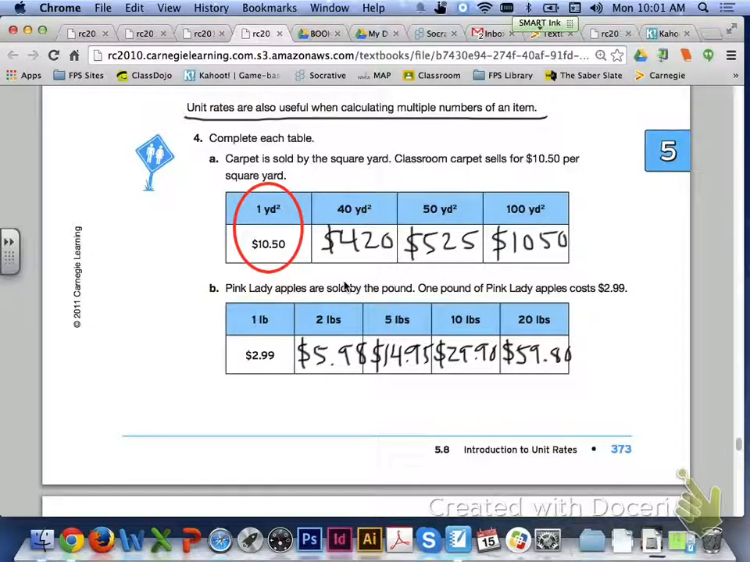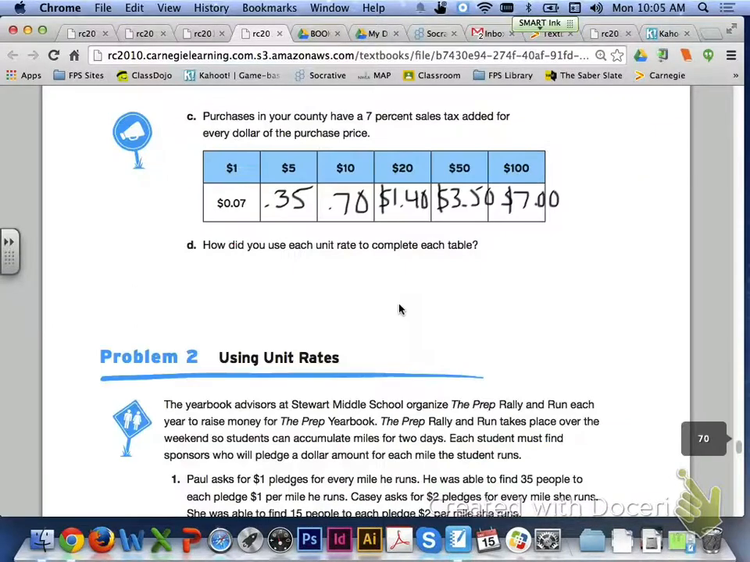For letter B, the pink lady apples are sold by the pound. 1 pound of pink lady apples costs $2.99. So you would have $5.98 for 2 pounds, $14.95 for 5 pounds, $29.90 for 10 pounds, and $59.80 for 20 pounds. For letter C, purchases in your county have a 7% sales tax added for every dollar on the purchase price. So for $5 you'd have 37 cents, $10 would be 70 cents, $20 would be $1.40, $50, $3.50, and for $100 you would pay $7 in tax.